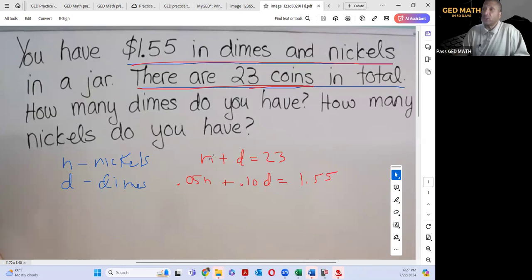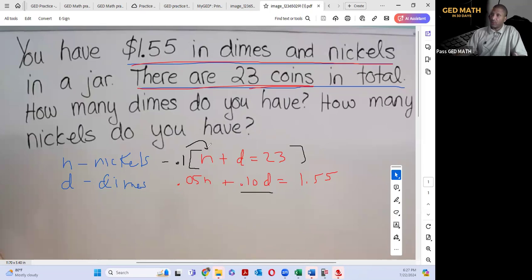So what I'm going to do is multiply this first equation by negative 0.1. Hold on, Mr. Tenzi, why did you multiply by negative? Where did you get a negative from? Remember, we want to eliminate one of the variables. So the opposite of 0.1d is negative 0.1d. So we're going to multiply this first equation by negative 0.1.